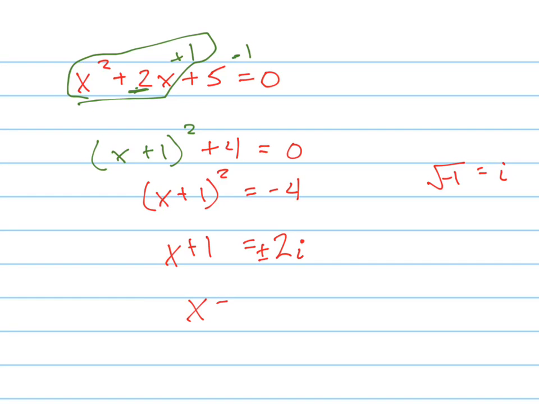And then x just equals negative 1, and I always put that in front, the real number part in front, plus or minus 2i. There are your two answers. Negative 1 plus 2i, negative 1 minus 2i.